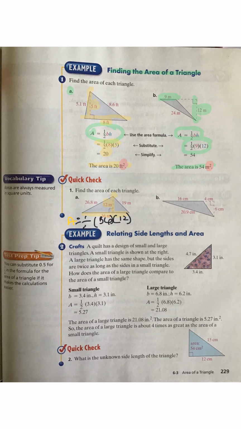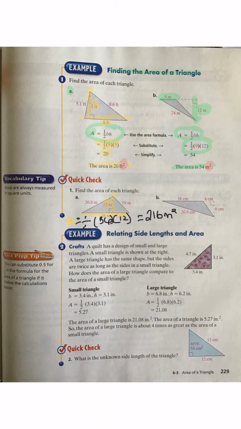So if you take 36 and multiply it by 12, you get 432. Divide that by 2, and that is going to equal 216 meters squared.